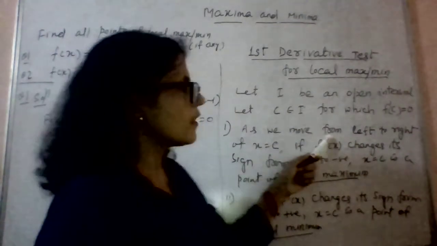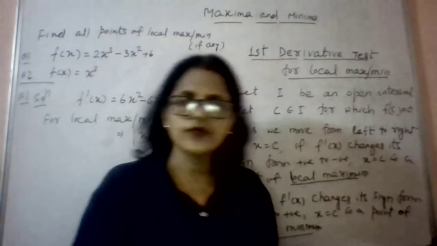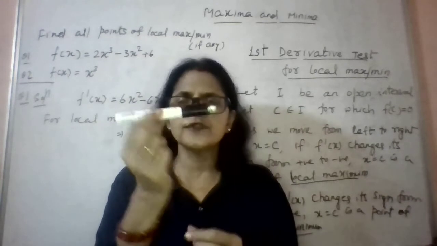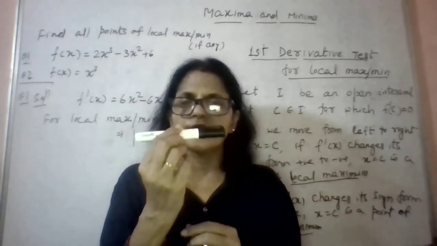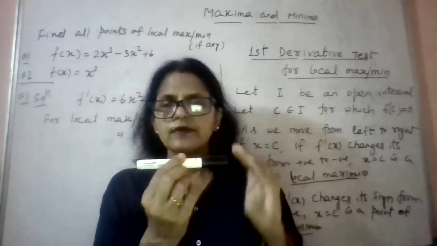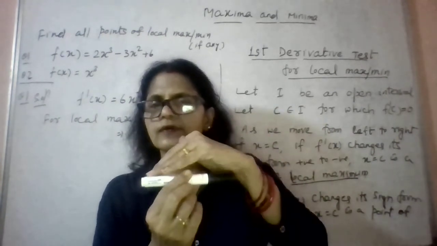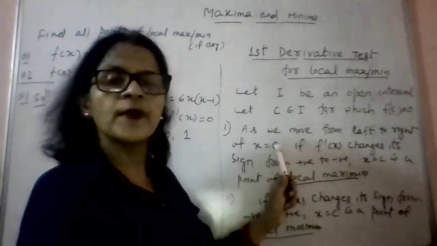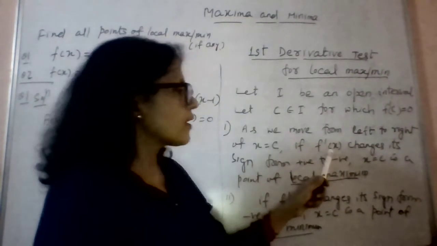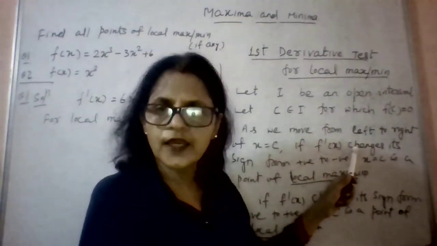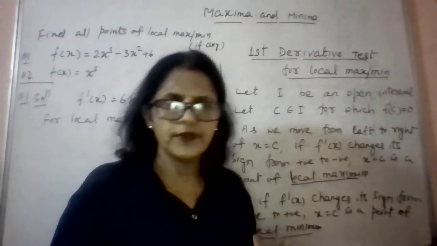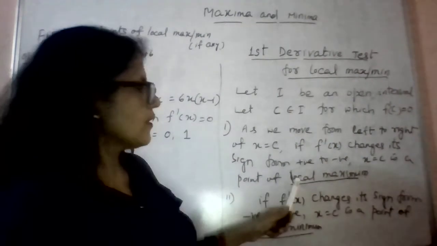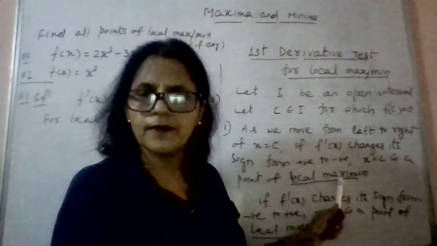as we move from left to right of x equal to c. So in the number line, suppose x equal to c, right? So here at this point, suppose f dash x is 0. Moving from left to right means going from smaller values to greater values, right? So as we move from left to right of x equal to c, if f dash x changes its sign from positive to negative, it means you are going like this, okay? So x equal to c is a point of local maximum.